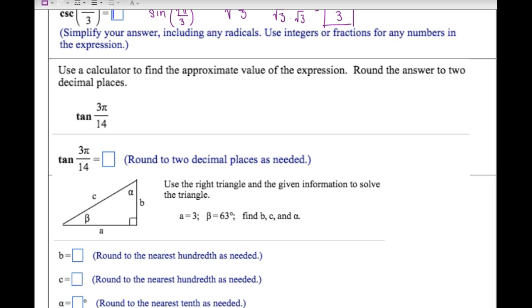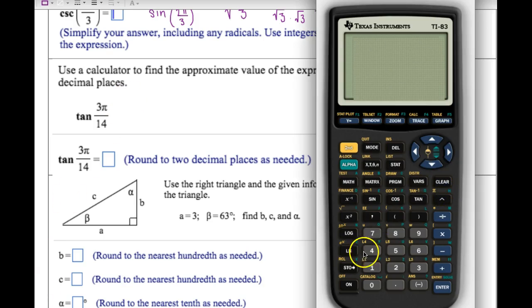All right. Use a calculator to find the approximate value of an expression. Round the answer to 2 decimal places. So I've got tangent of 3 pi over 14. So round to 2 decimal places, this is going to be 0.80.